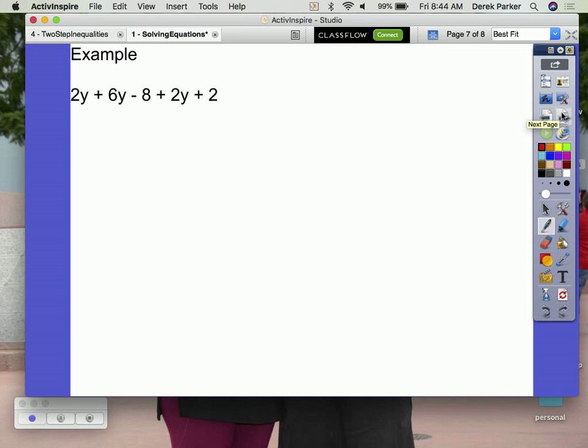Now, a problem like this you could have done in 6th grade, but we still come back to it. First step, rewrite it to where your like terms are together. 6y plus 2y plus 2y, minus 8 plus 2. It is imperative: the sign to the left of the term stays with it. I repeat, the sign to the left of the term stays with it. I now add: 10y minus 6. I'm finished.